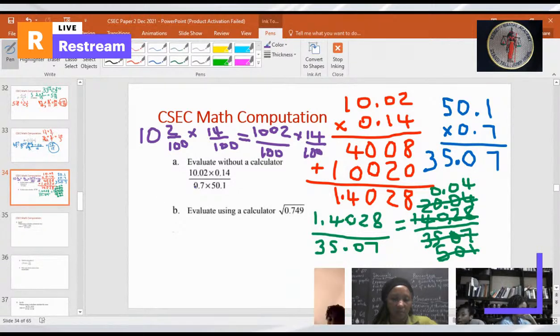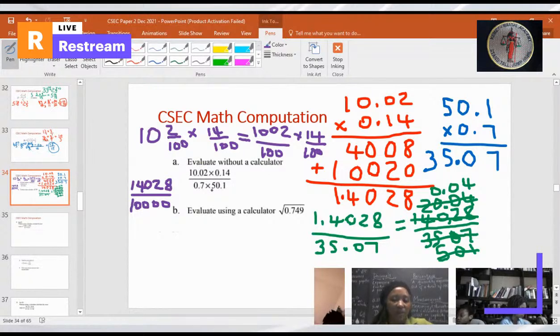1,002 times 14. 14 times 2 is 28. 14 times 0 is 0, and 14 times 1 is 14. And we would be dividing that by, this would be what, 10,000, right? Yes, so it would be that over 10,000. All right, for this part.